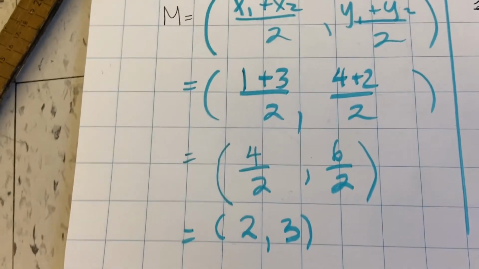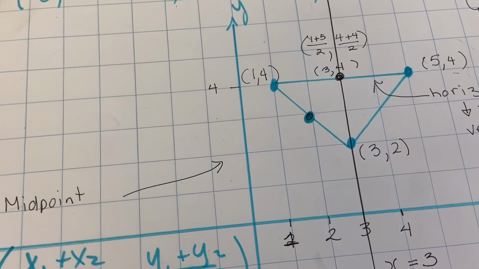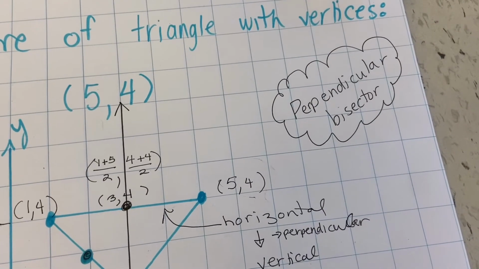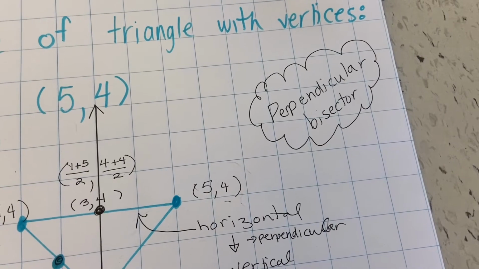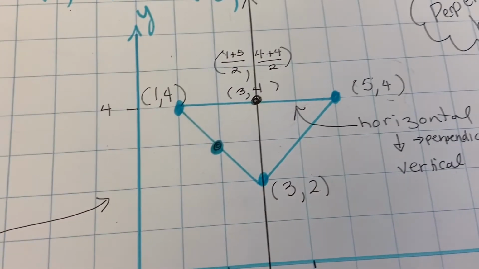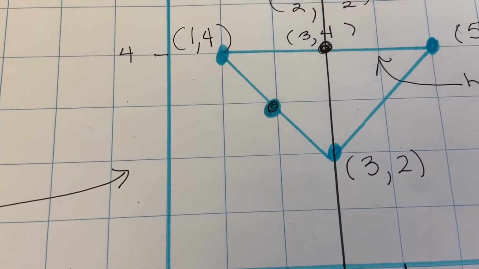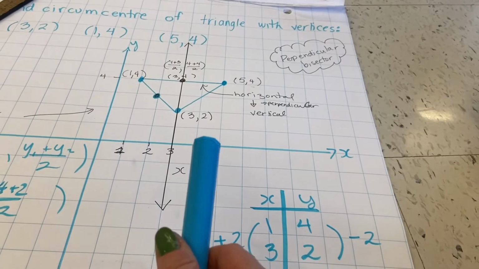The midpoint, that is the point that bisects the side that goes from (1, 4) to (3, 2). We now need to worry about the perpendicular part of the question. So I know that when I'm looking at perpendicular, it means I need to find slopes. So I need to find the slope of this side, (1, 4) to (3, 2), and I'll do that right now. I've taken the points (1, 4) and (3, 2).